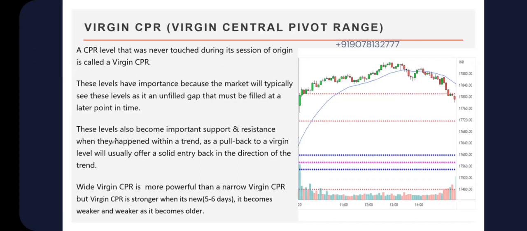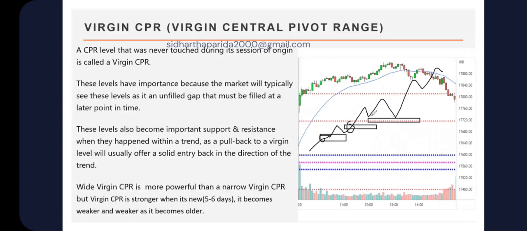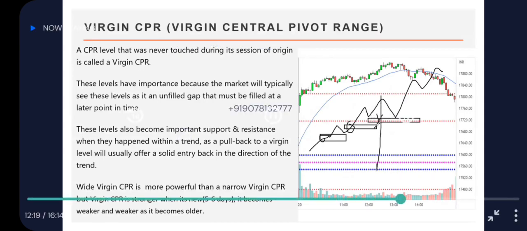This level also becomes important support and resistance when it happens within a trend, as a pullback to virgin CPR usually offers a solid entry back in the direction of the trend. For example, some stock is in a strong uptrend, okay? And you'll see that here candles touch, here the candle did not touch this. So here the candle did not touch on the day.